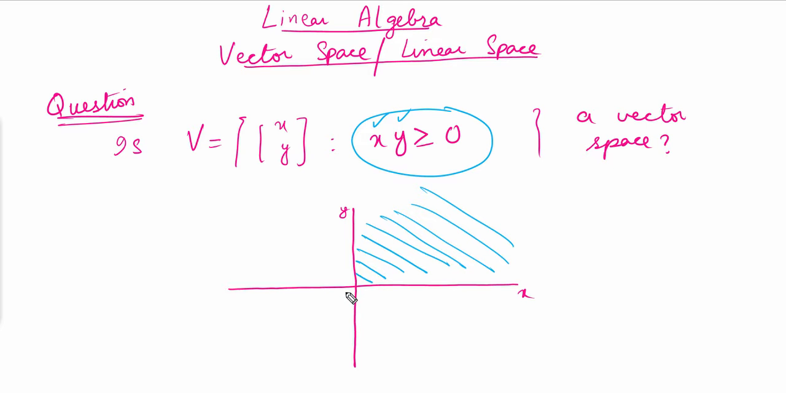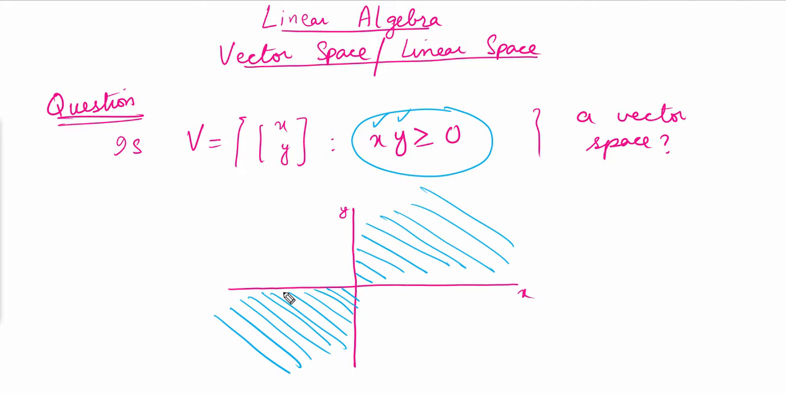And also in the third quadrant, the x and y coordinates are negative. So when we multiply two negatives, we get a positive answer. So this set lies in the first quadrant and in the third quadrant.